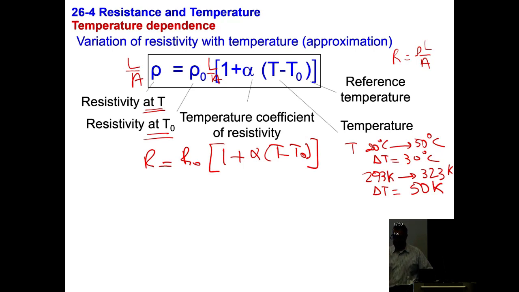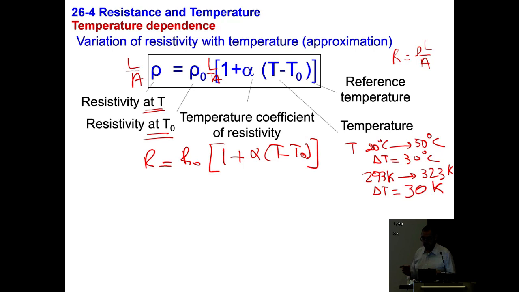But in some equations, sorry, 30. So we went from 20 to 50, so 30, thank you.